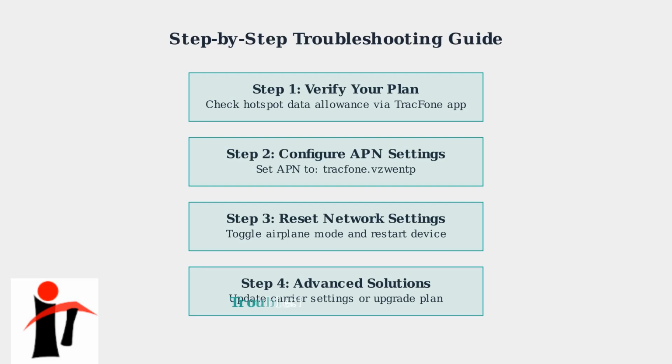Following these 4 steps systematically should resolve most TracFone hotspot issues. Remember to verify your plan first, configure the correct APN settings, try network resets, and consider upgrades if needed. Most problems can be solved with proper APN configuration.